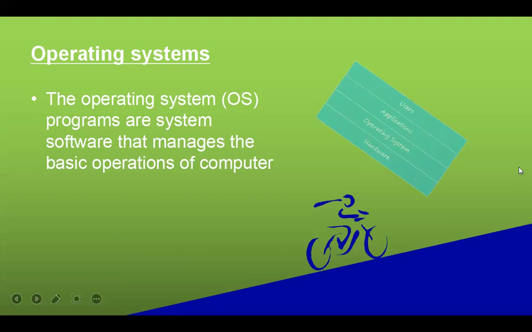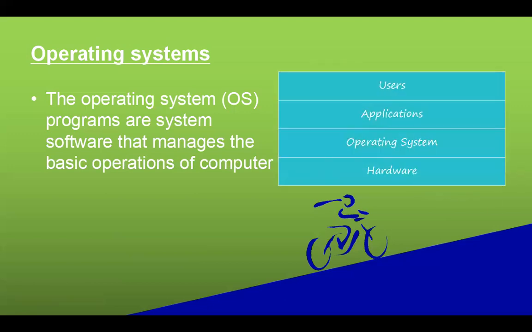So the operating system manages things like the users, applications, the system in general and the hardware. These are basically all the things that can be managed by this system software.